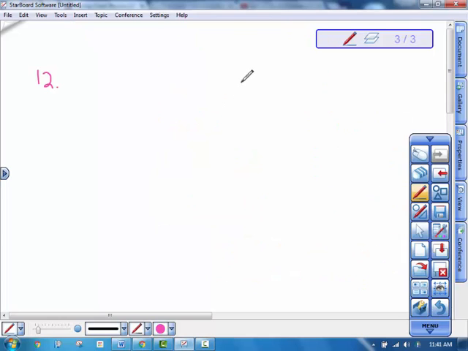Okay, so 12 says an arrow with a mass of 320 grams, which is 0.320 kilograms, is shot straight up in the air and reaches a height of 150 meters before stopping and falling back to the ground. First question A, how much work is done by gravity as the arrow reaches its maximum height?